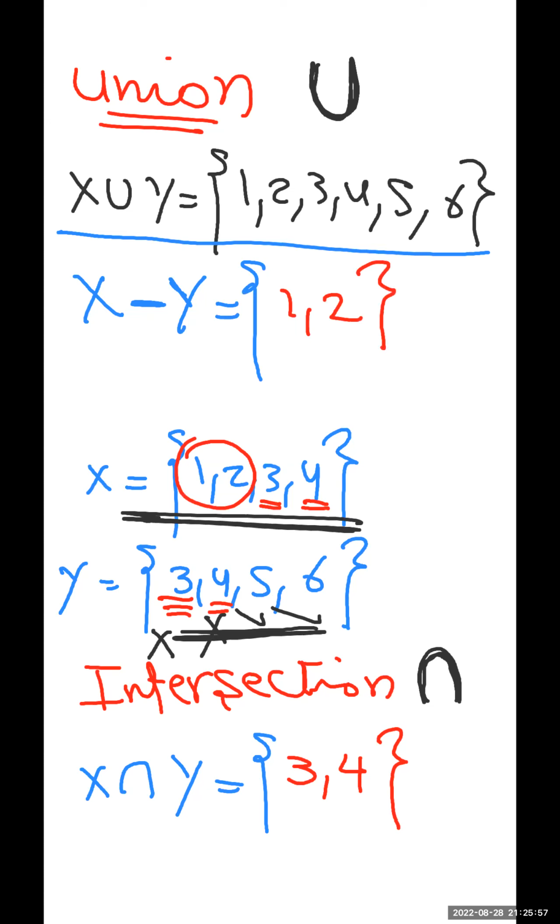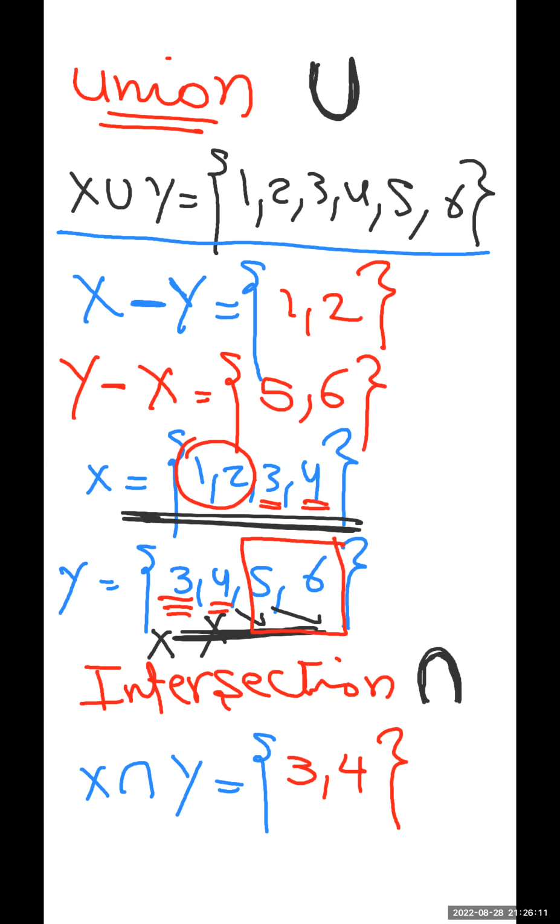What about Y difference X? It's the elements inside Y, not in X. So it's 5 and 6, right? Why only 5 and 6? Because 3 and 4 exist also in X. And for the difference, I'm looking for the unique elements inside the sets. So X difference Y is the elements only in X, not in Y. Y difference X is the elements only in Y, not in X. The last 2 points, concentrate well.